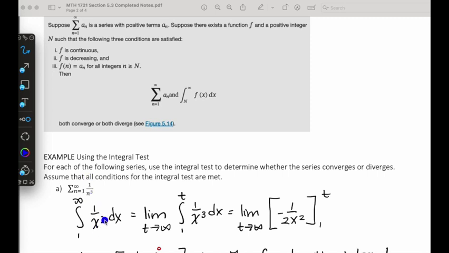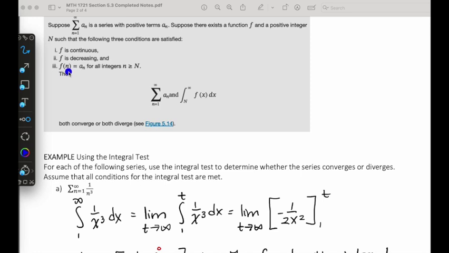Is 1 over x to the third continuous from 1 to infinity? And that would be a yes. If we were looking at it over all the real numbers, we would say no, because it's discontinuous at x equals 0. But in this case, it's continuous from 1 to infinity, so this works. Is it a decreasing function? On the interval from 1 to infinity, it certainly is decreasing. As the denominator gets bigger, the whole fraction gets smaller and smaller.